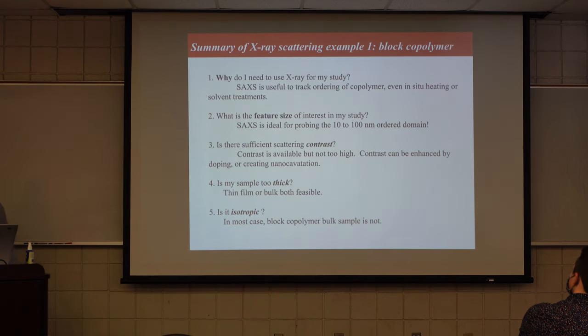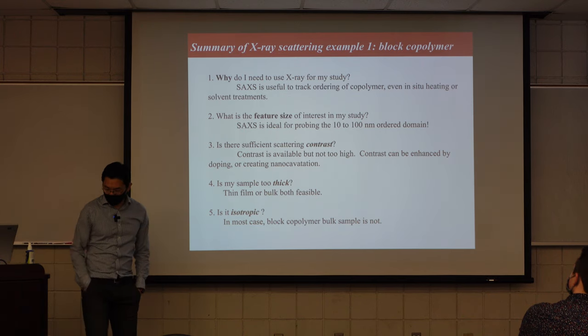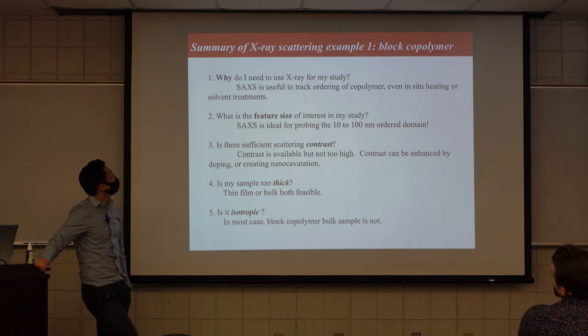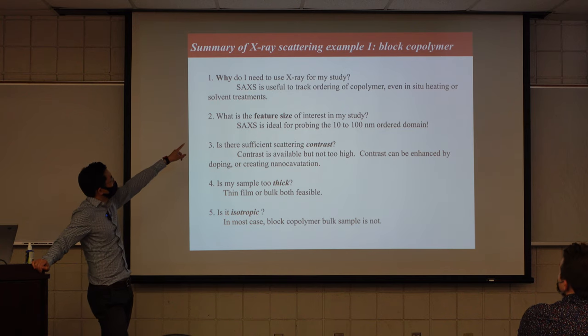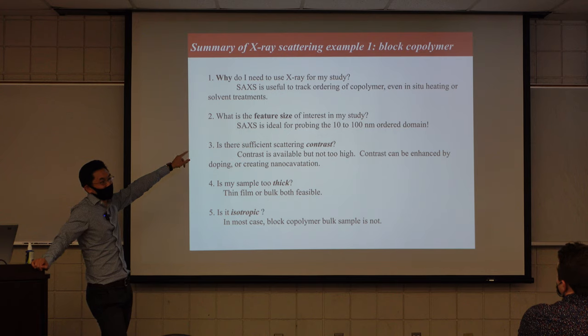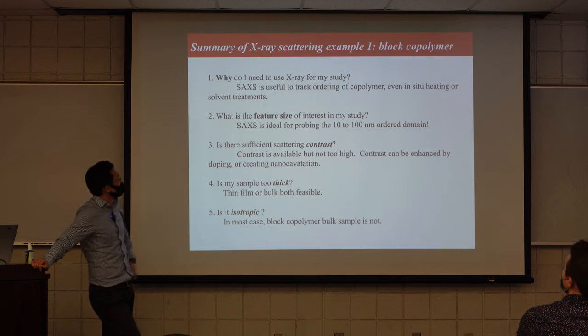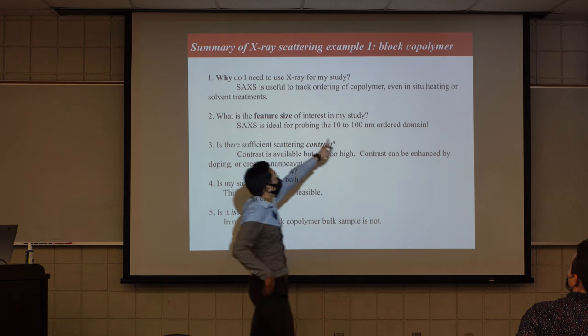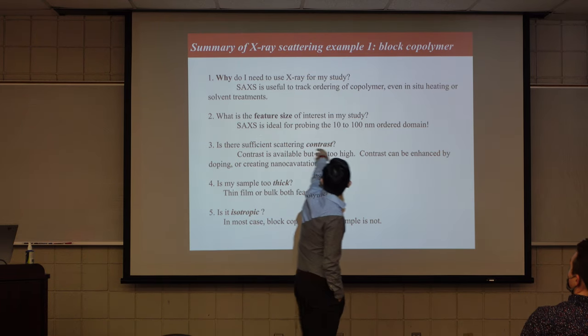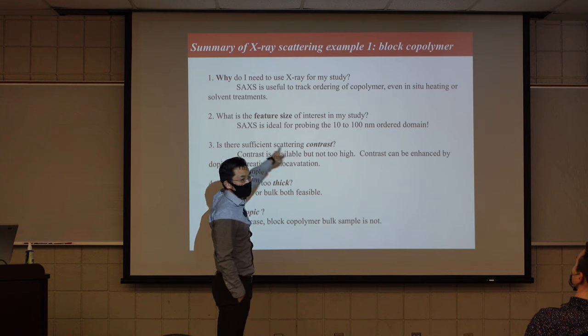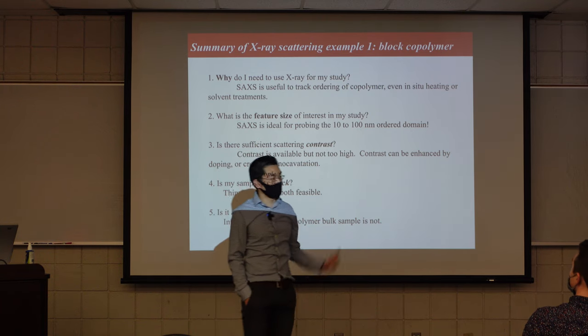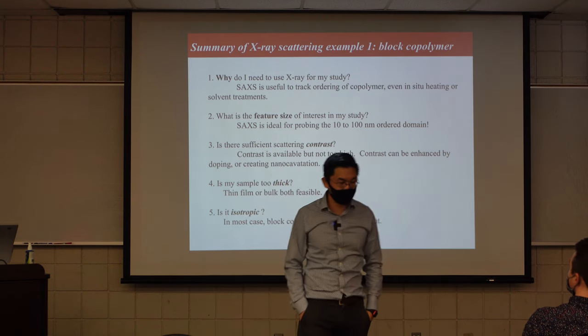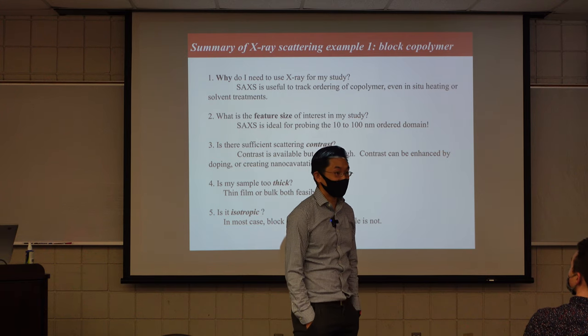So let's come back to the summary of the question we asked. For block polymers, small-angle X-ray scattering matches what we need. Wide angle is too narrow for the domain sizes we want to look at. SAXS can look at any features, from a few nanometers up to 100. So it's perfect for tracking block polymers. We can even do in situ heating or solvent treatment. You can also subject it to a laser, which is probably also possible, or any other sample chamber you want to apply to your needs.